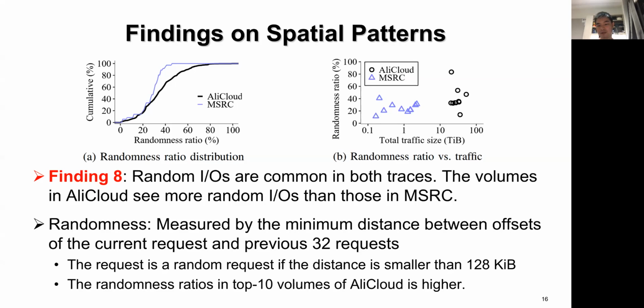The figure on the left shows the cumulative distribution of randomness ratios. We can see that the randomness ratios of Ali Cloud are larger than those of MSRC. The figure on the right shows the randomness of the top 10 update intensive volumes in both traces. We can see that the randomness ratios in the top 10 volumes of Ali Cloud are higher than MSRC. Some of them can even be higher than 80%.